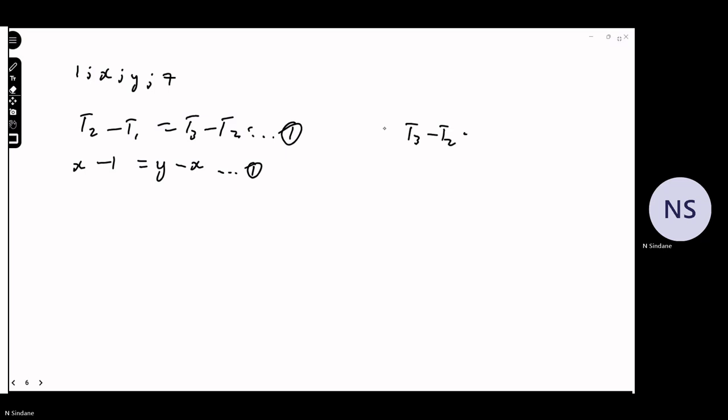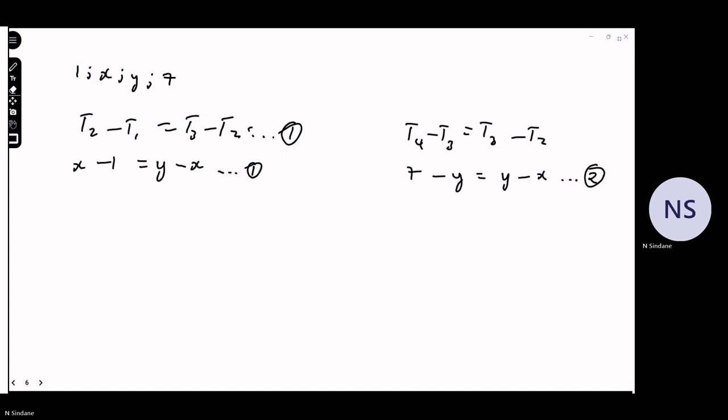Then my equation 2 will be T4 minus T3, which is equal to T3 minus T2. Here T4 is 7, minus T3 which is y. This is equal to y minus x. And then this represents my equation 2.